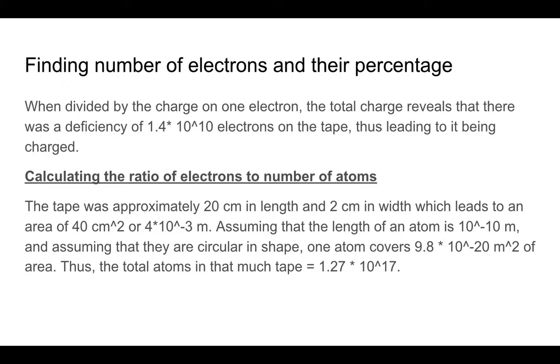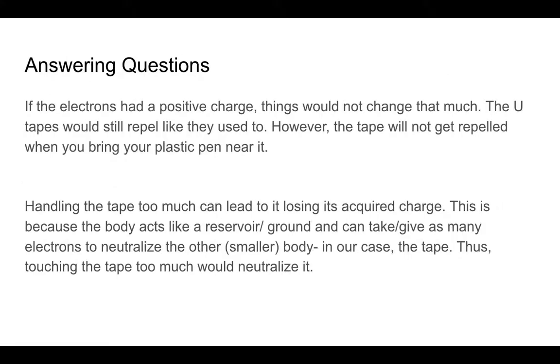Assuming that the length of an atom is 10^-10 meters, one can calculate the area an atom covers as 9.8 × 10^-20 square meters. That leads to a total of 1.27 × 10^17 atoms in the entire area we're talking about. What it essentially means is that more than half the total atoms were ripped off of their electrons when the tape ripping happened.